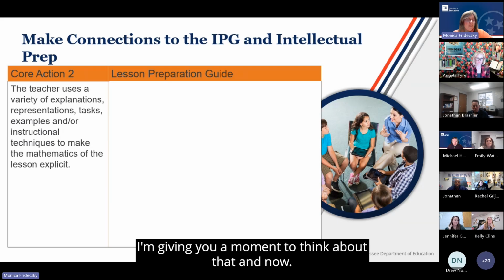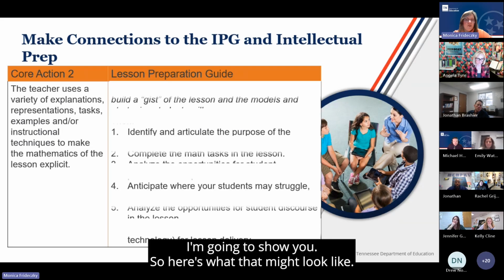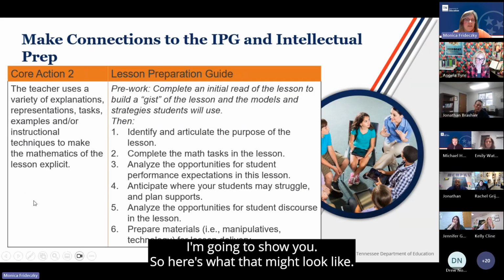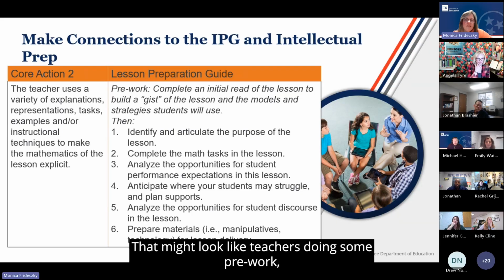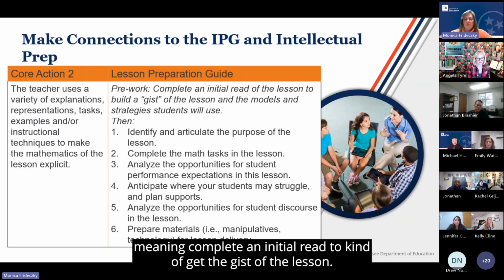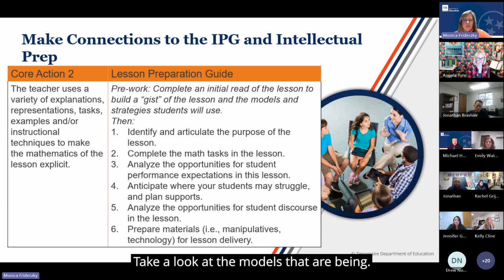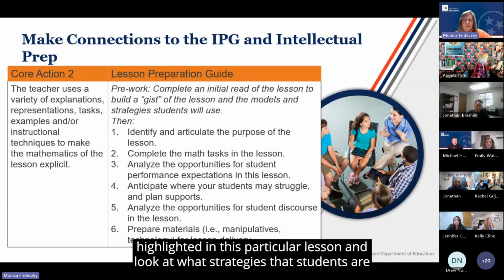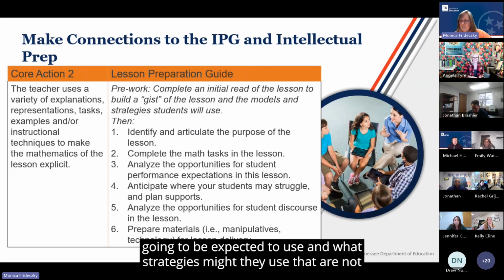I've given you a moment to think about that, and now I'm going to show you. So here's what that might look like. That might look like teachers doing some pre-work, meaning complete an initial read to get the gist of the lesson, take a look at the models that are being highlighted in this particular lesson, and look at what strategies students are going to be expected to use and what strategies they might use that are not part of the expectation.